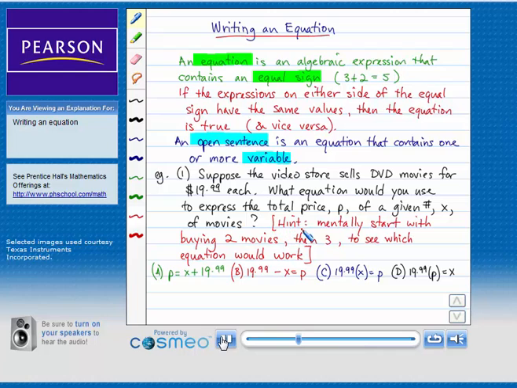Now let me give you just a hint. If you have a problem like this, mentally start with buying 2 movies, then 3 movies, 4 movies if you need to, and that will give you a pattern, and perhaps that will help you to clarify what type of equation you'd use.